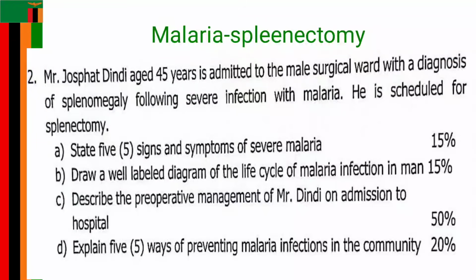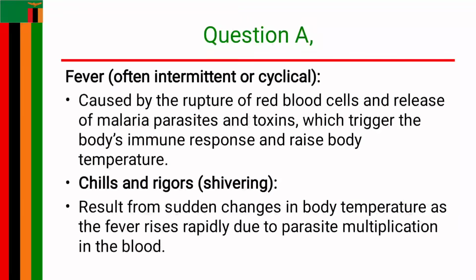Now, going back to our question A, which said state 5 signs and symptoms of malaria. These are the symptoms that you can state. The first one is, of course, fever. Fever is caused by the rupture of the red blood cells, which releases the mature parasites in the bloodstream and toxins, and this triggers the body's immune system to raise the body temperature as an indication that there's a presence of a foreign organism inside the body.